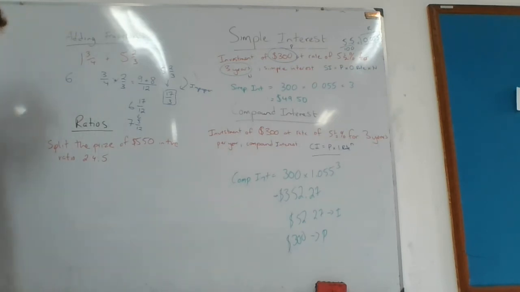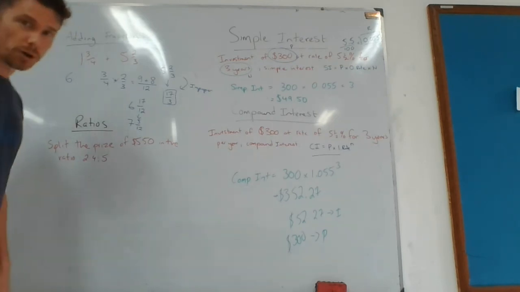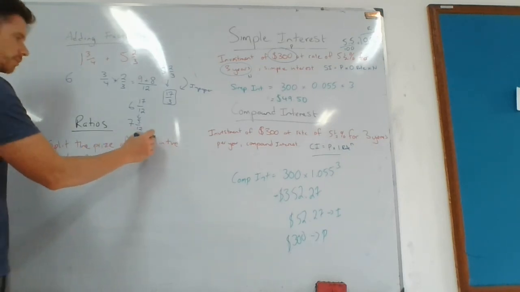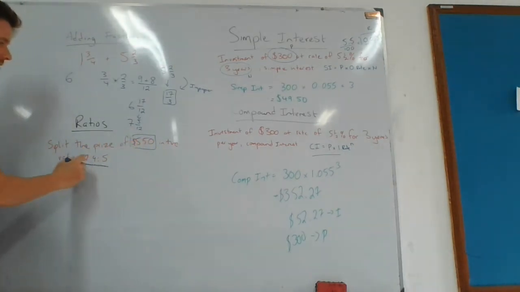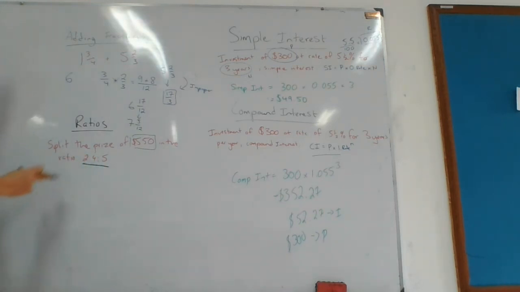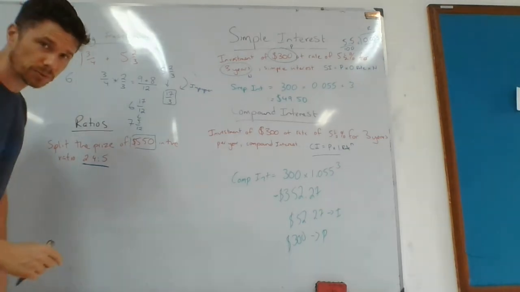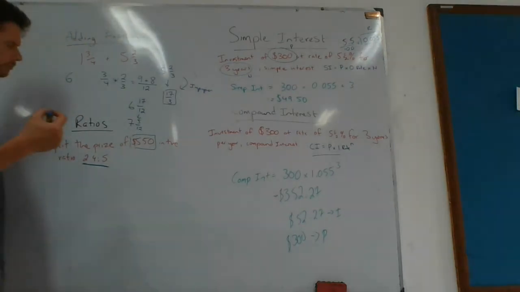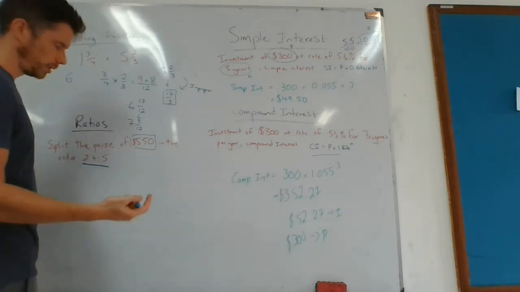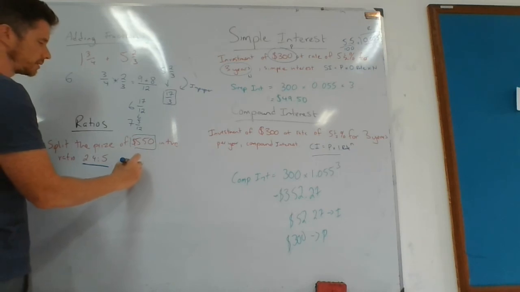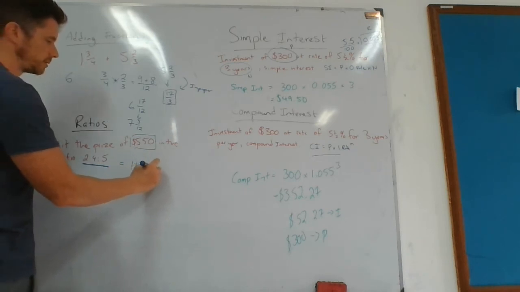Last bit we're going to look at is the ratios of splitting a prize. So how do I split this prize in this ratio? Well, the ratio has, somebody's going to get 2 parts of the prize, someone's going to get 4 parts of the prize, and someone's going to get 5 parts of the prize. So how many parts are there in total in the prize? So 2 plus 4 is 6 plus 5. So there's 11 parts to this prize.